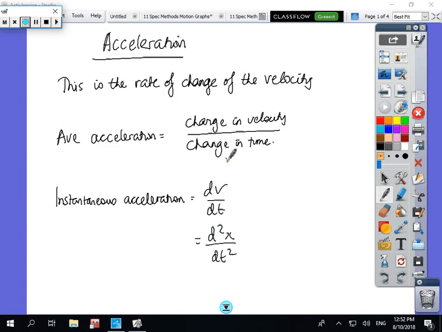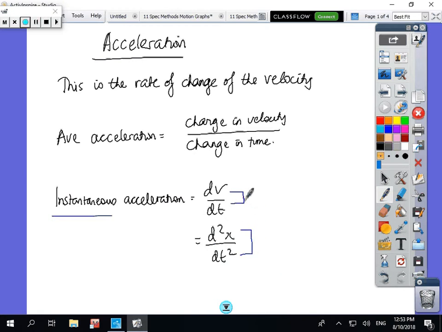Okay, so this is the last video on kinematics, and we're talking about acceleration. Now, acceleration is the rate of change of the velocity. The average acceleration equals the change in velocity over the change in time, and the other thing we need to worry about is instantaneous acceleration, which is the first derivative of velocity, or it's the second derivative of displacement.